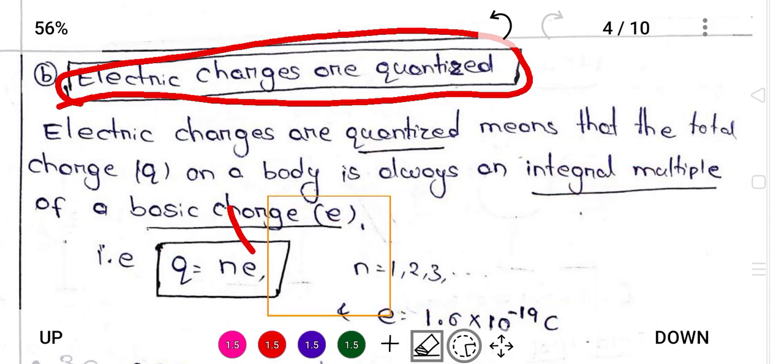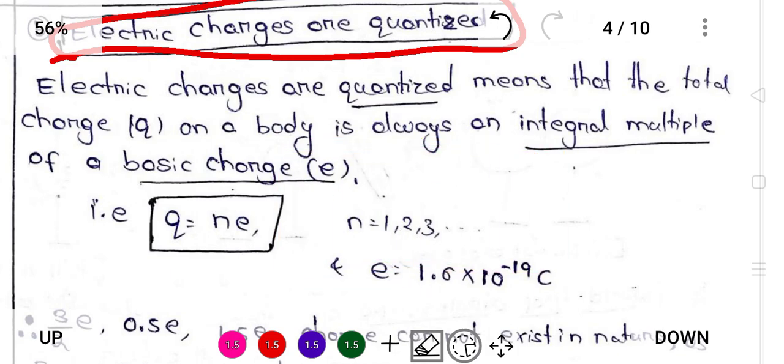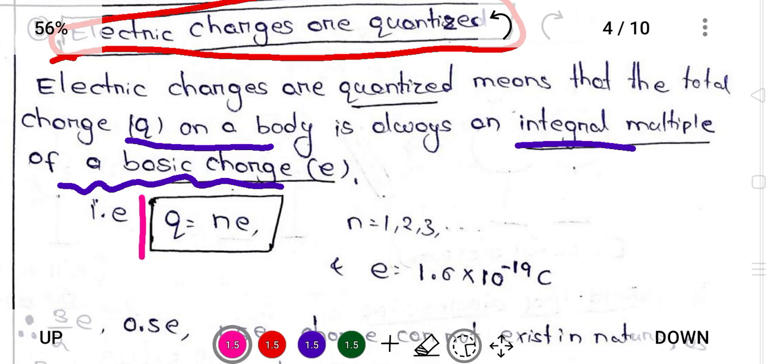In the same way, the charge of a body can be varied by a unit of basic charge e. So electric charges are quantized. It means that the total charge Q on a body is always an integral multiple of a basic charge e, that is Q equals n e, where n equals 1, 2, 3 and so on.